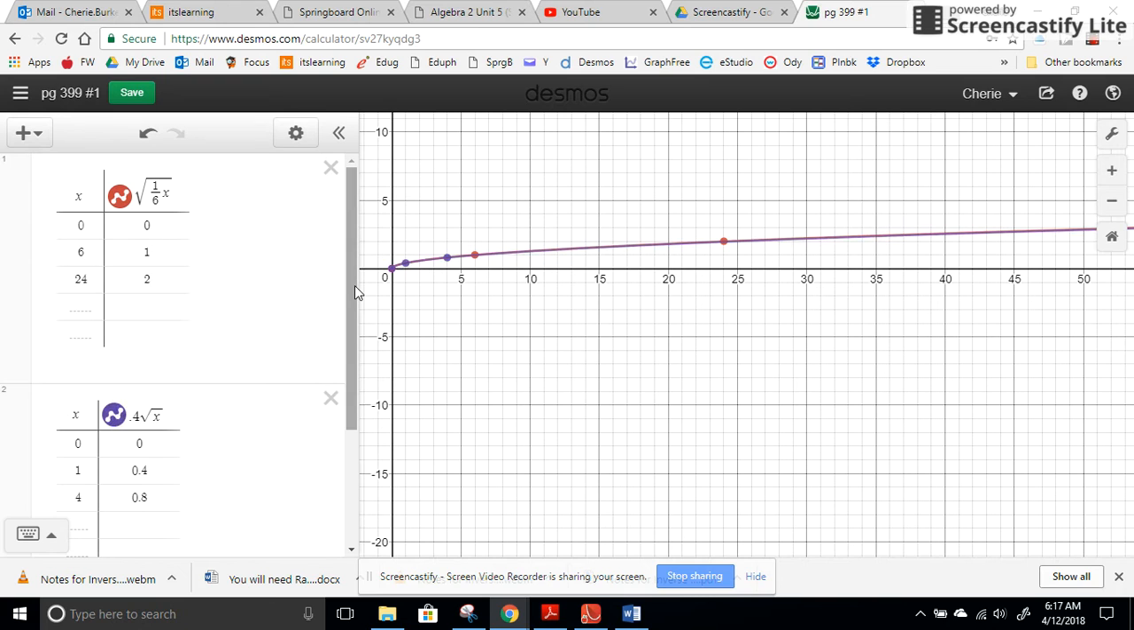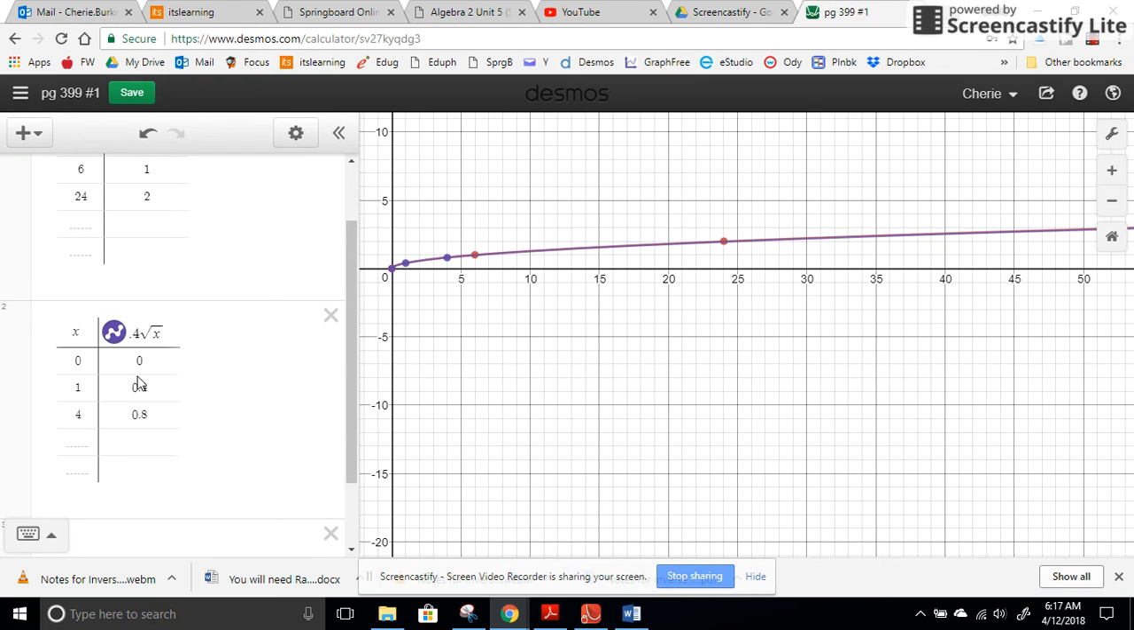You turn this other graph back on, where you make it a vertical compression, and you see it's the exact same graph. You can see the other points, the 0, 0, and that was the 6, 1, and that was the 24, 2. Those are still on the graph, but then so are the ones where we shrink the y values by 0.4. So 0 times 0.4 is 0, 1 times 0.4 is 0.4, and 4 times 0.4 is, 2 times 0.4 is 0.8. So that right there is where we got those.